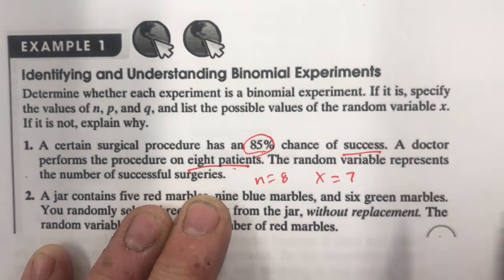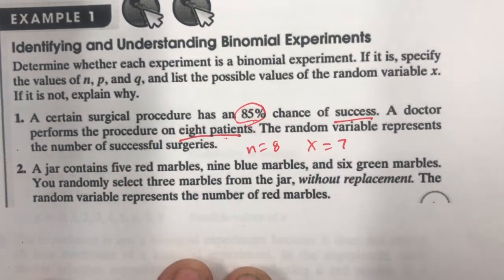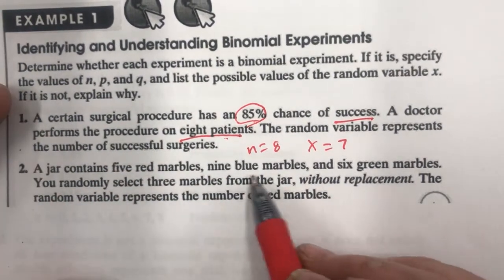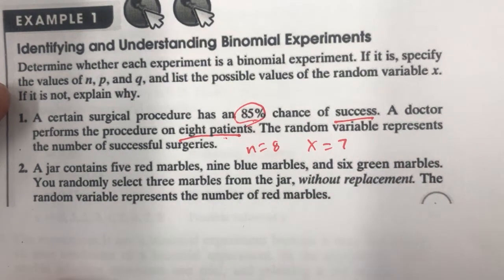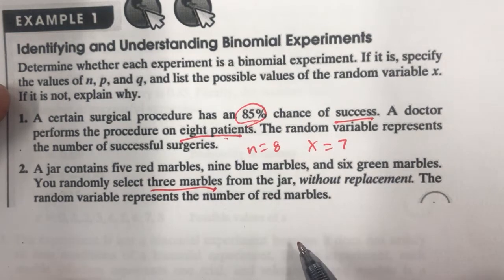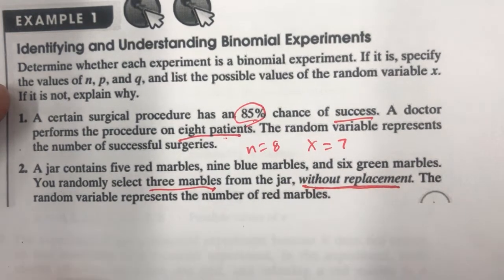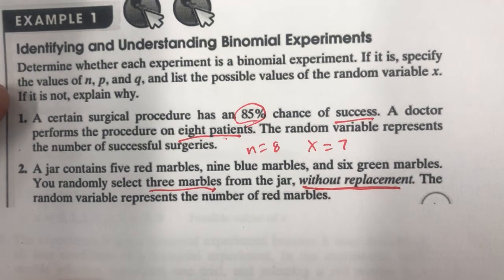So this is binomial. Okay, now look at this one, number 2. A jar contains 5 red marbles, 9 blue marbles, and 6 green marbles, kind of like what I just talked about a minute ago. You randomly select 3 marbles from the jar without replacement. All right, that's going to kill it right there. That's going to kill it.